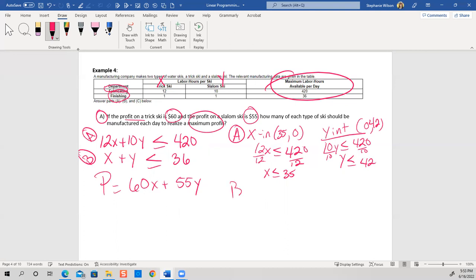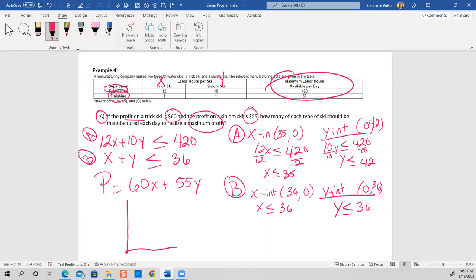All right, now let's do B. B, x-intercept. We get x is less than or equal to 36. 36 is it. The y-intercept, plug in 0 for x, we get y is less than or equal to 36. Okay, so now I can graph this. I'm going to put this on my graph here, and let's do it in 5s. 5, 10, 15, 20, 25, 30, 35, 40, on both axes.